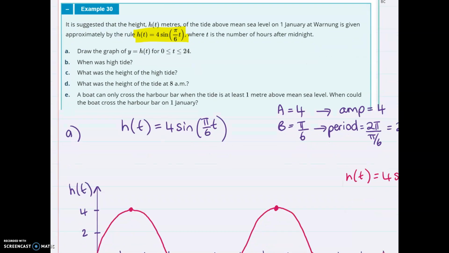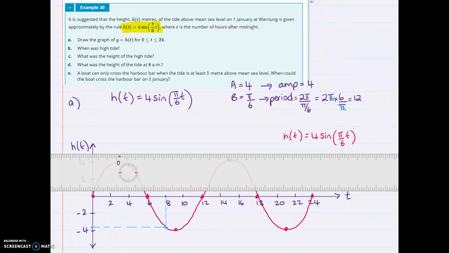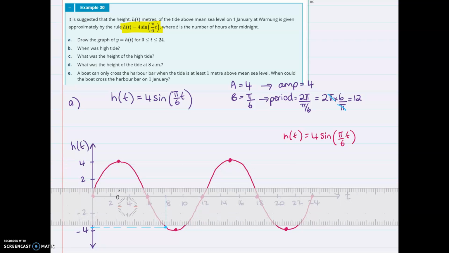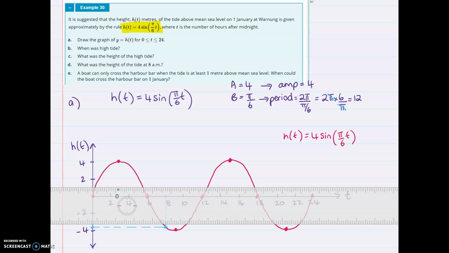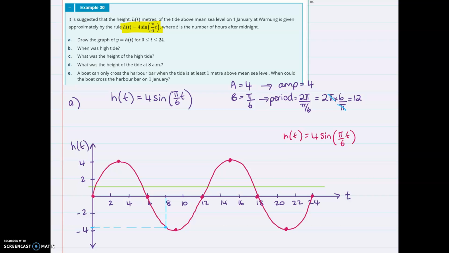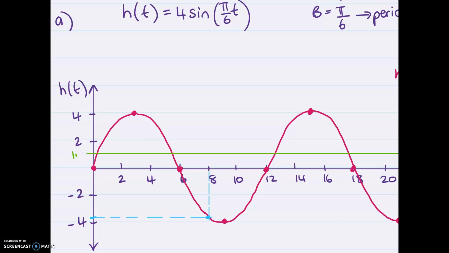The easiest way to do this part of the question is just from the graph. So if we put a line in at 1 metre above sea level, which is going to be about here, maybe a little bit less. Now keep in mind we're only looking at the first 24 hours. So if this is at 1 metre, it can get into the bar at this time here, and up until this point here, it's deep enough.